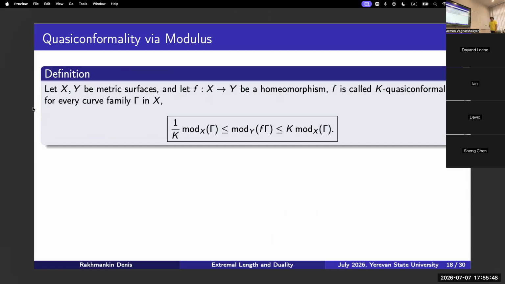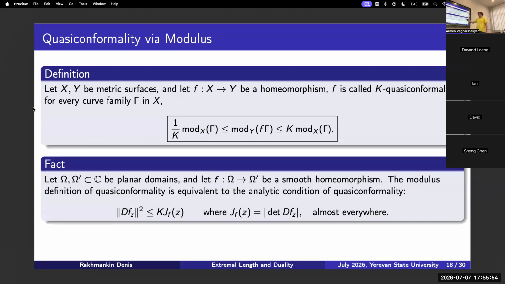And now I want to define the quasi-conformal map in that metric case. So in the normal case, it's defined like that. I think I should put here not homeomorphism, but diffeomorphism. That's a smooth homeomorphism. Yes, you're right. Suppose you have two planar domains and F is a diffeomorphism, and the modulus definition that I will have is completely the same as the analytic condition of quasi-conformality.